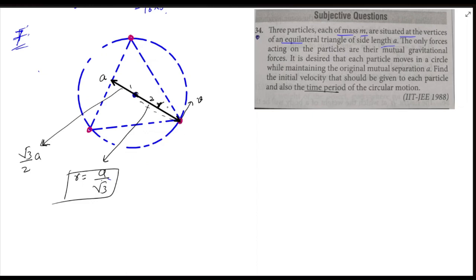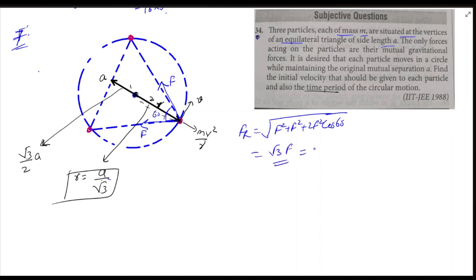Now look, one more thing. So mv square by r will be here, and look, this particle will be applying a force in this direction, and this will be applying force in this direction. So the resultant will be in this direction, right? So this whole angle is 60. Let's find the resultant first. So F resultant will be root of F square plus 2F square cos 60.